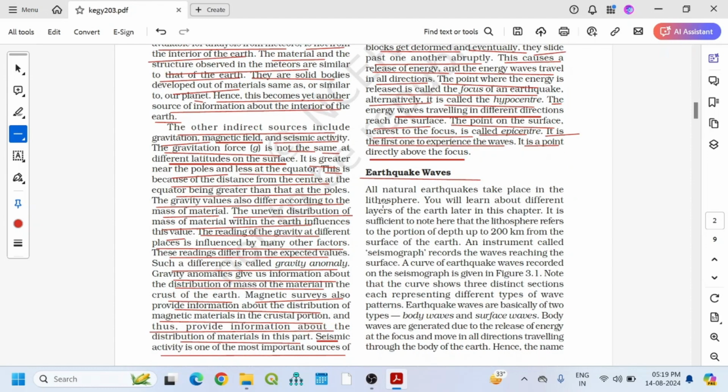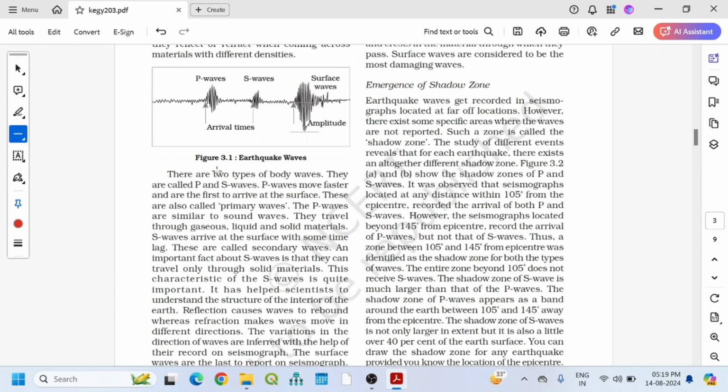Earthquake waves. All natural earthquakes take place in the lithosphere. We will learn about different layers of the earth later in this chapter. It is sufficient to note here that the lithosphere refers to the portion of depth up to 200 km from the surface of the earth. An instrument called seismograph records the waves reaching the surface. A curve of earthquake waves recorded on the seismograph is given in figure 3.1.